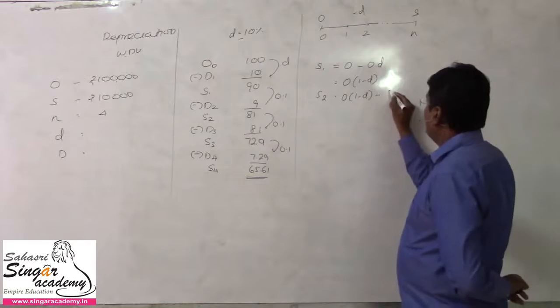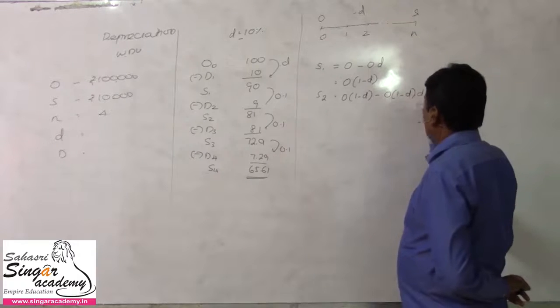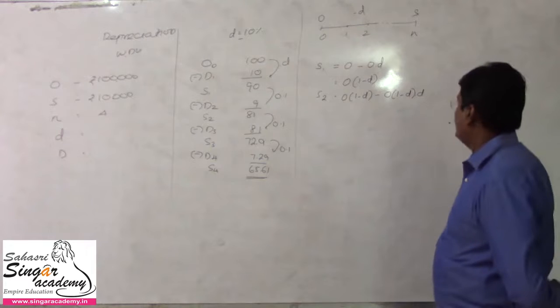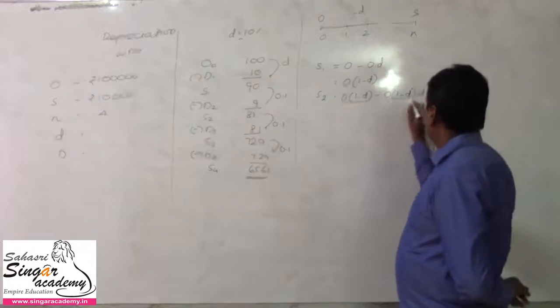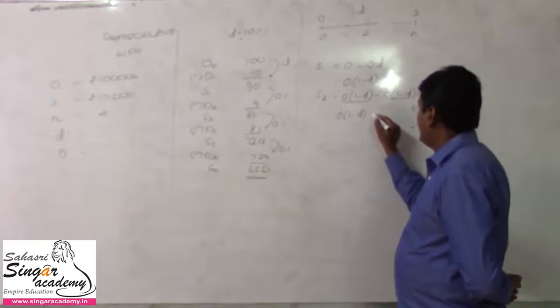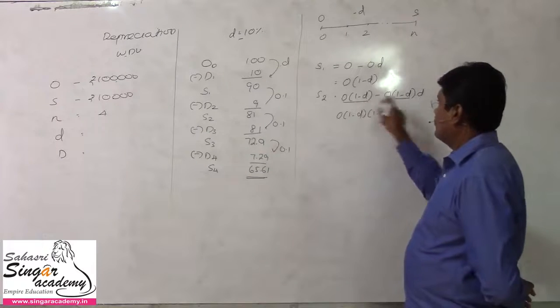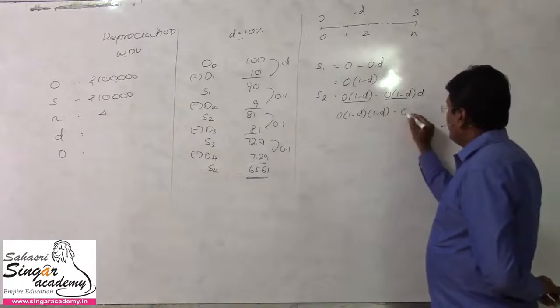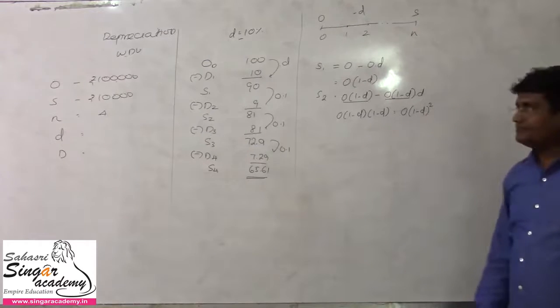To find the depreciation for this year on that value, I take O into 1 minus D into D. I calculated this way. Now here O into 1 minus D is common, so if you take out O into 1 minus D, this will again become 1 minus D. O into 1 minus D into 1 minus D can be rewritten this way, O into 1 minus D to the power 2. This is how we get it.